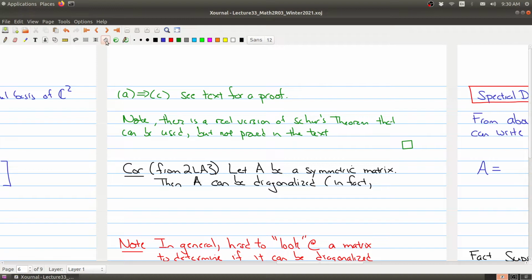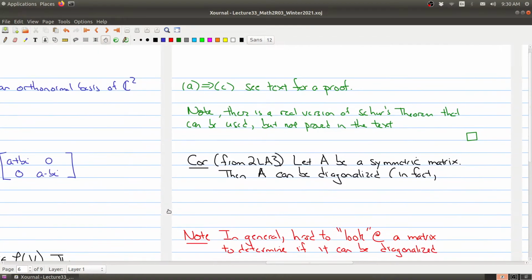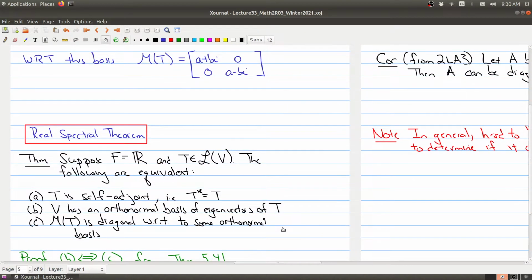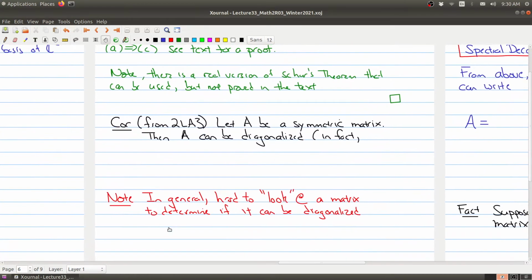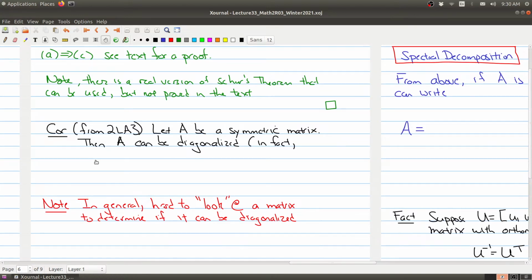That's his prerogative. But there's a very useful corollary, and for those of you that have taken 2LA3, you may have seen the real spectral theorem, but maybe not expressed this way. The way you would have seen it in 2LA3 is in terms of matrices, and remember, being self-adjoint means that you're talking about symmetric matrices. So this is what you might have seen from Math 2LA3: if A is a symmetric matrix, then A can be diagonalized, and if you're familiar with this terminology, it can in fact be orthogonally diagonalized.